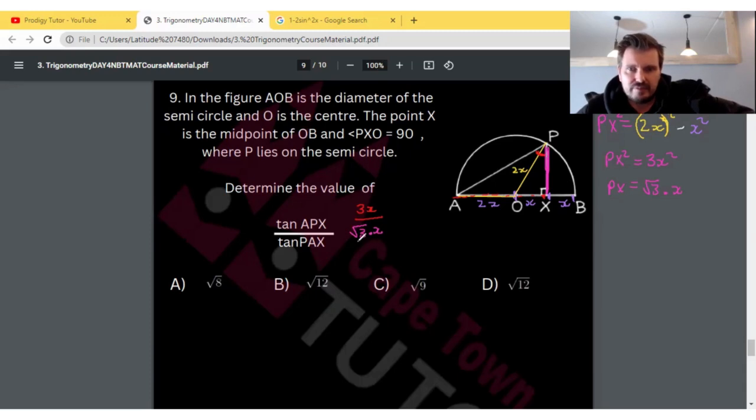Okay, over tan PAX. So now we're dealing with, I'm going to do this in green, we're dealing with this as the angle, right? So tan PAX. What is the tan? It's opposite over adjacent. So again, the opposite would be root 3x. We've already worked out that PX is root 3x, over, so green, the adjacent is this AX, right? And AX we know is 3x.